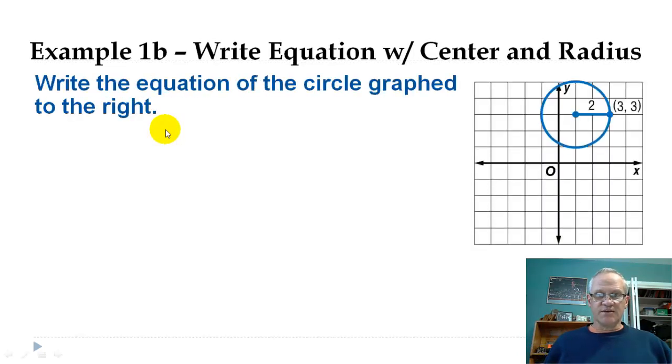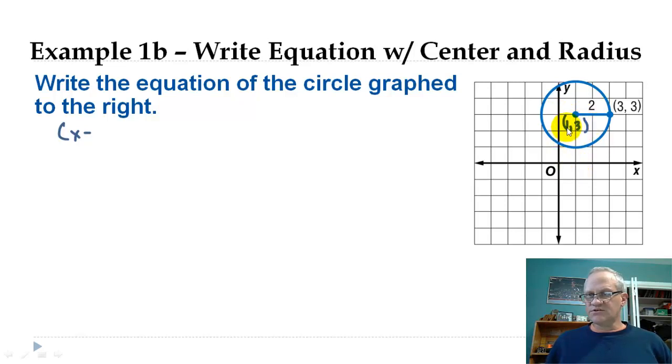Let's look at another one. Now in this case, we've been given a graph of it. So we have to look at the graph and figure out the things we need. Remember again, we're going to start with x minus h. Well, which one's h? h is the x value of the center. So if you look over here, here's the center. What's the ordered pair for the center? If we count from 0, it's over 1, 2, 3. So this is the point (1, 3).